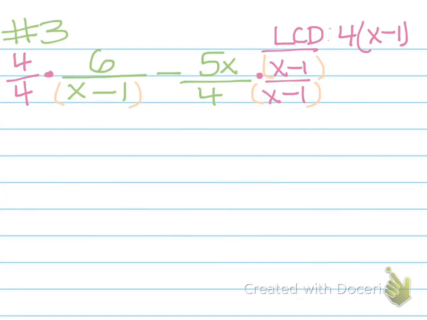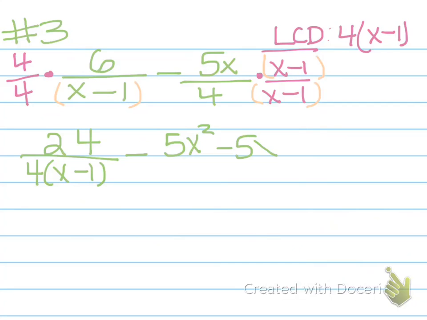So I'm going to have 24 over 4 times x minus 1, minus, now I'm going to distribute that 5x. So I'm going to have 5x squared minus 5x. Now notice how I didn't distribute that negative yet. I'm going to do that now. And so now I have two denominators the same. The only thing left I have to do is make this plus, the first one a negative and distribute it, and this one a positive.